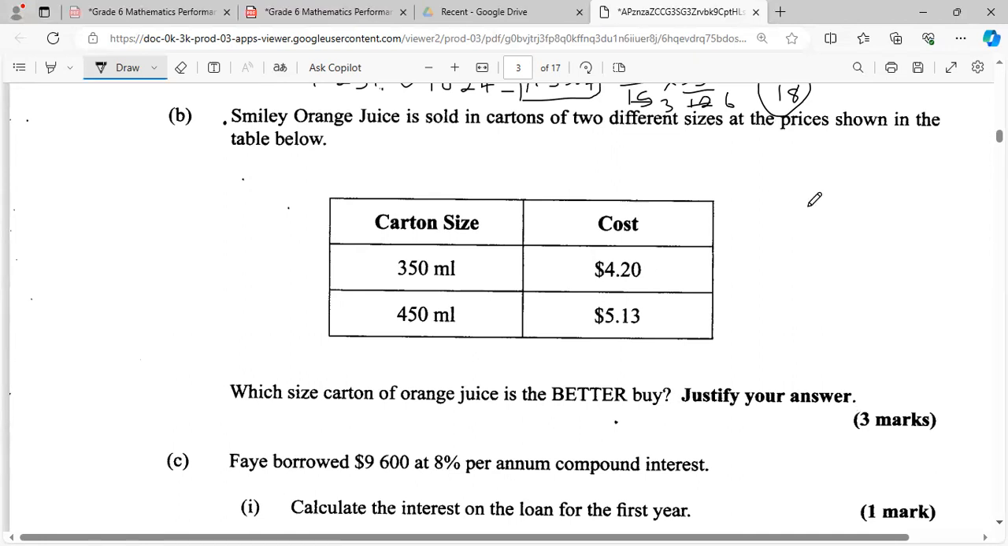So all we have to do is just work out what it actually costs for one. So let me do that. So it's for 350. And of course, use a calculator, you divide by 4.20.